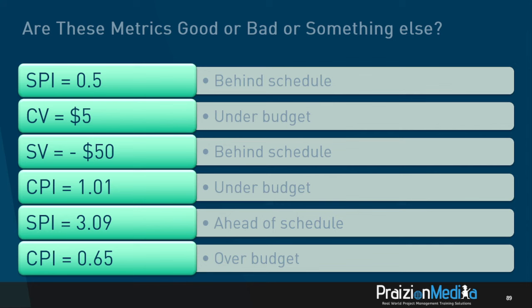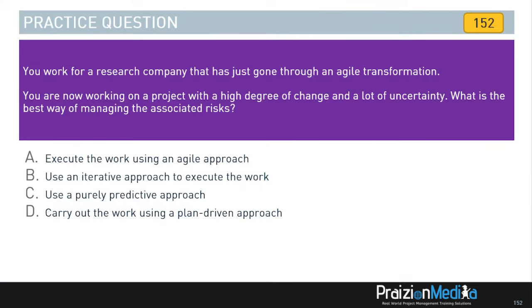Let's move on to the last few questions we have for this session. Now, you probably noticed for today's questions, you need a combination of Agile knowledge and some predictive knowledge. You work for a research company that has just gone through an Agile transformation. You are now working on a project with a high degree of change and a lot of uncertainty. What is the best way of managing the associated risks?